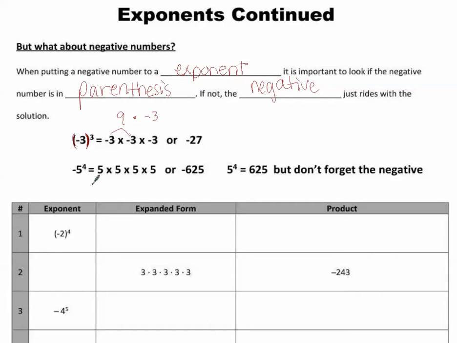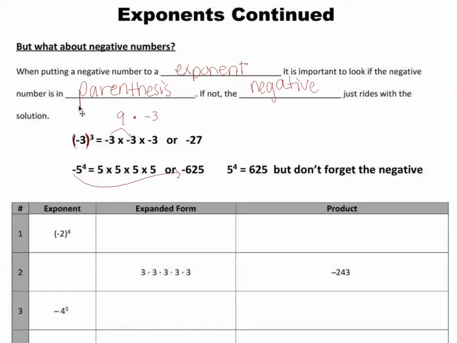On the next example, negative 5 to the 4th. There are no parentheses, so you're only expanding with the 5. 5 times 5 times 5 times 5. Make sure you bring that negative so it tags on to your final answer.